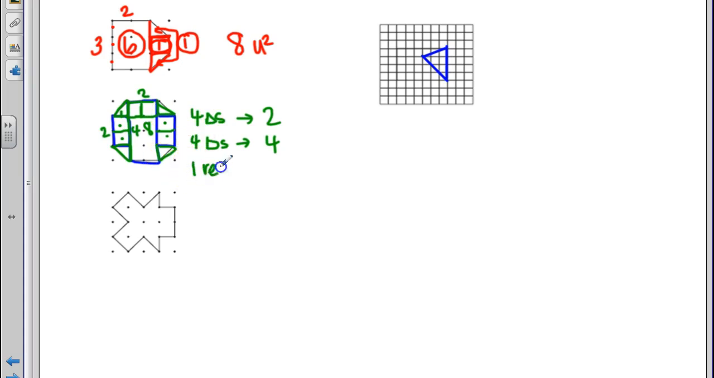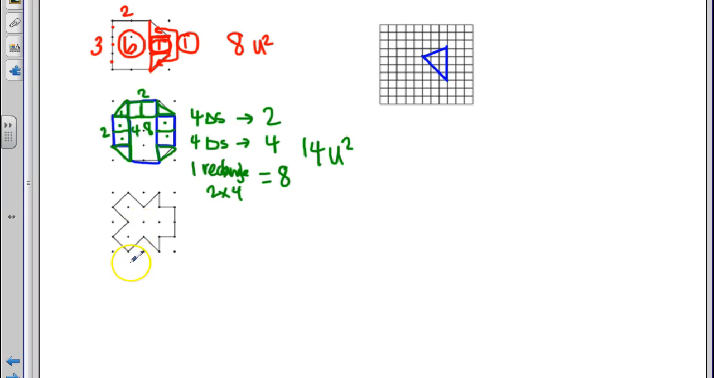So one rectangle, it was a 2 by 4, which makes 8. Now we can add all these together. 8 and 2 is 10 plus 4 is 14. 14 units squared. All right, this one is so weird, isn't it?